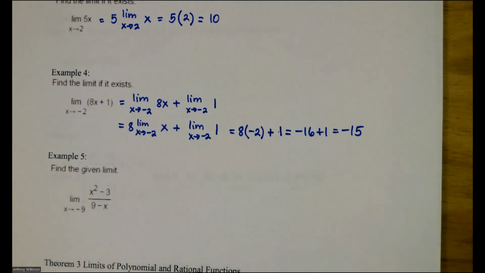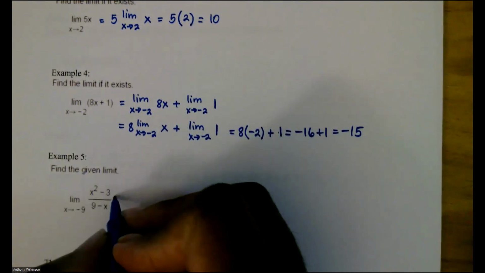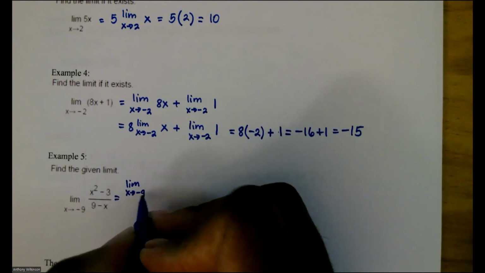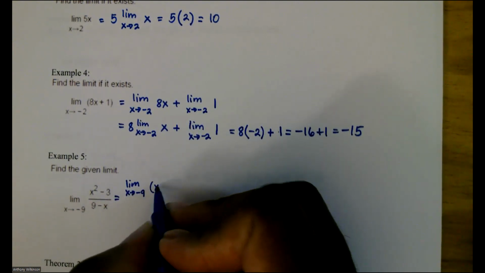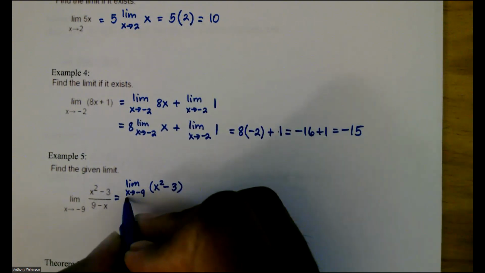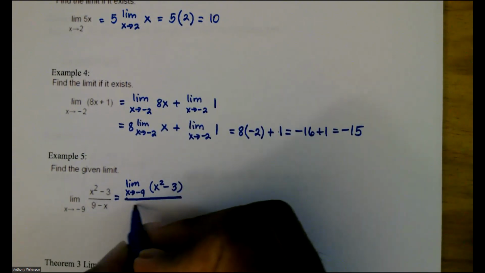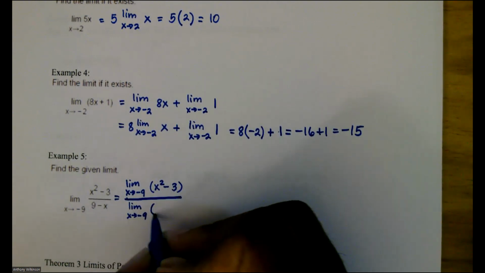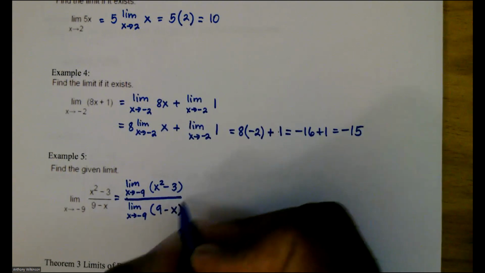Now let's take a look at example 5. In this case here, we got the limit as x approaches -9 of x squared minus 3 divided by 9 minus x. Well, here we got a limit of a quotient, which means I can write this as the limit of our numerator as x approaches -9. And that numerator, of course, is x squared minus 3, divided by the denominator, which will be the limit as x approaches -9 of 9 minus x.